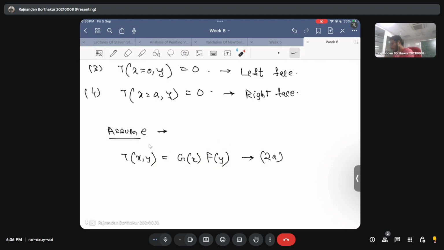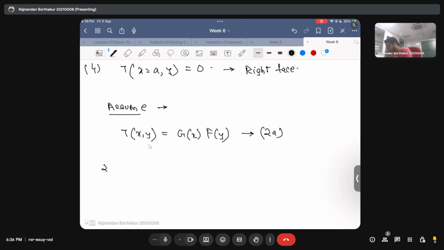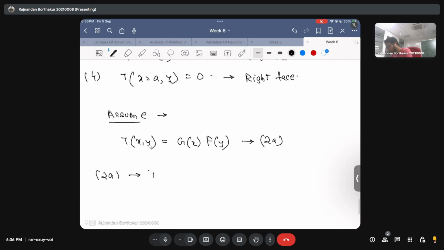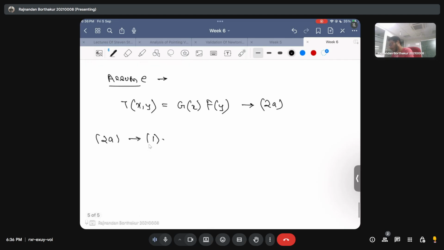And then after writing T of x, y equal to some g of x times f of y, what we need to do is we just need to substitute this into the governing equation, which I guess is written here as 1. Okay, and when we substitute, let's see what we have.